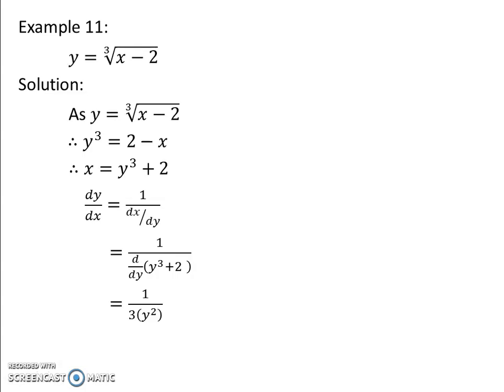So differentiating this we get 1 upon 3y square. And that is equal to 1 upon 3 into x minus 2 raised to 2 by 3. Here is a correction. There should be x minus 2 raised to 2 by 3, not 3 by 2, because y is raised to 2 and here x minus 2 is raised to 1 by 3. So 2 by 3. Okay. Make a correction.